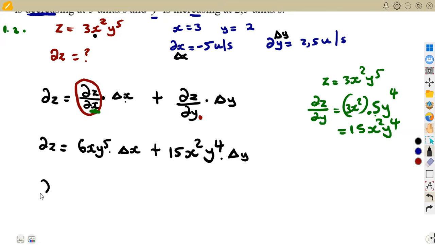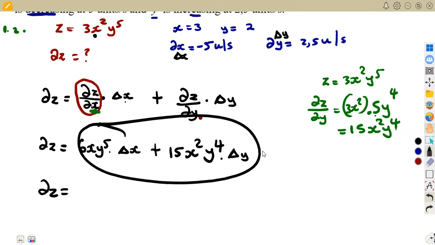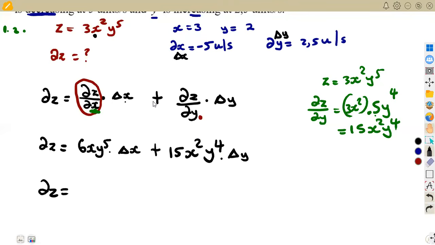So that is it, guys. Let us find the rate of change of z. Even here on this z, you can write it as the change of z, the way that you want. So this is it, guys: 6xy to the exponent of 5 times the change in x, plus 15x squared y to the exponent of 4 times the change in y. At this stage, we have differentiated everything. What we need is to substitute. That is where we use the given values of x and y, and also the rates of change.